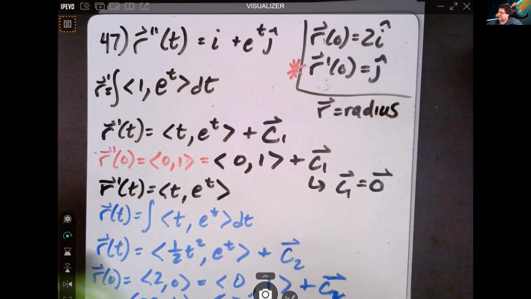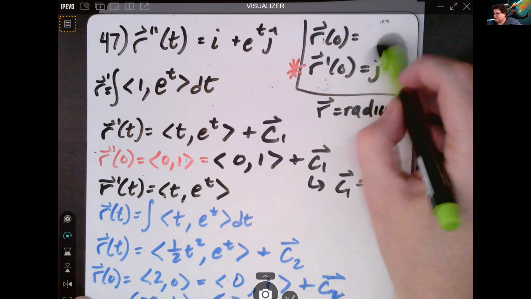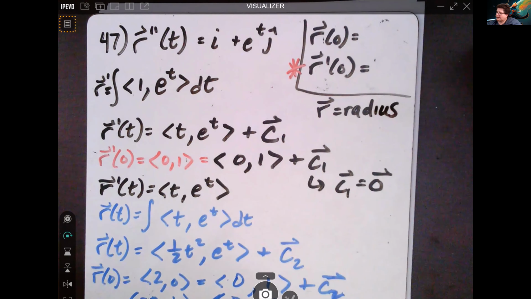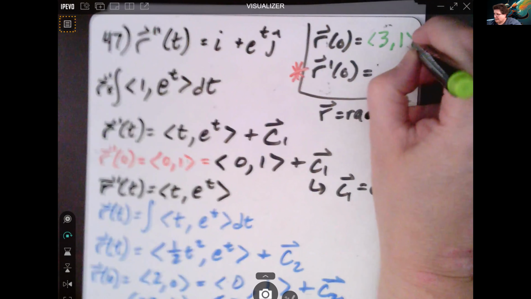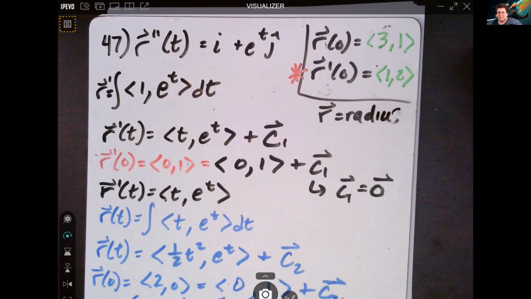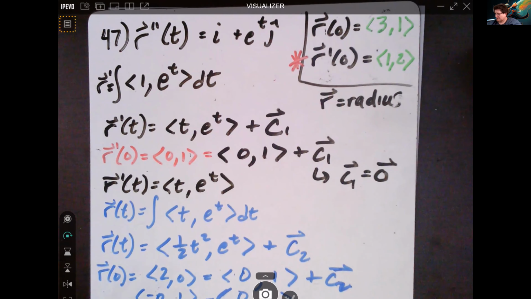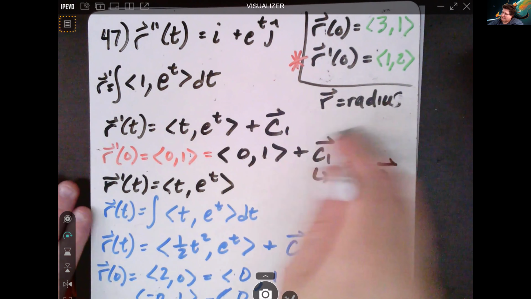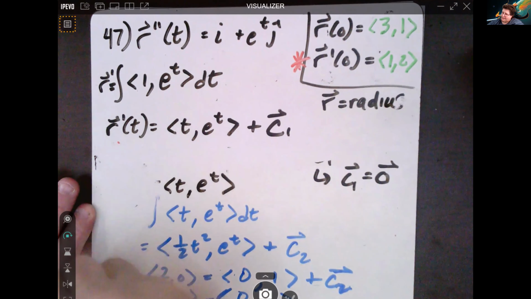Okay, so let's change those conditions. So we had 2i and j. I'm going to change them. Let's make it, I don't know, 3, 1 and 1, 2. I'm just totally making this up. This might go bad. So what that does, I'm going to rewind all the way back to r'(t) when we first calculated it, because it's going to change everything from there on.